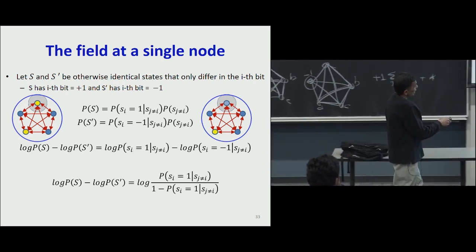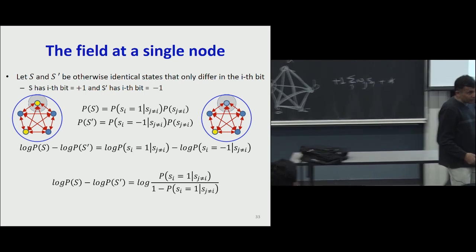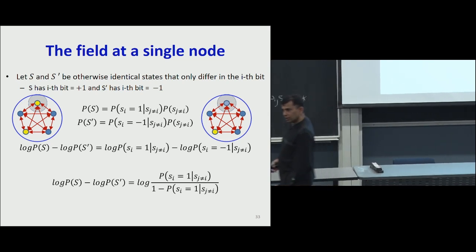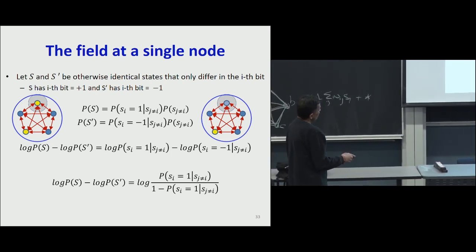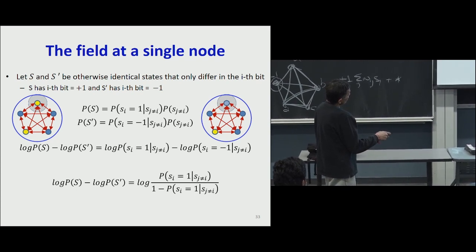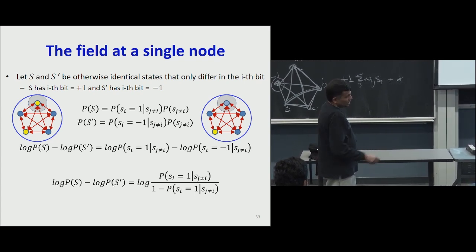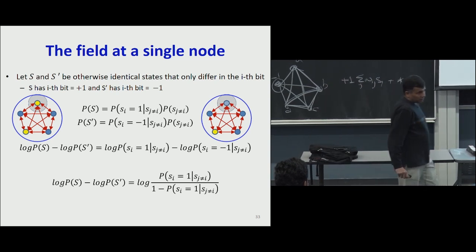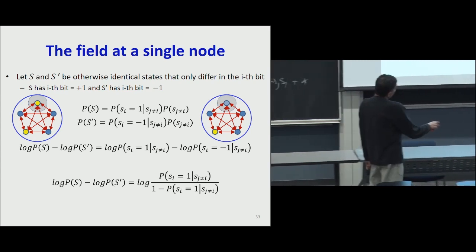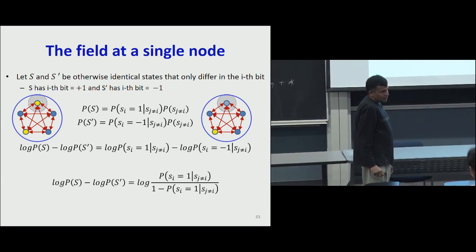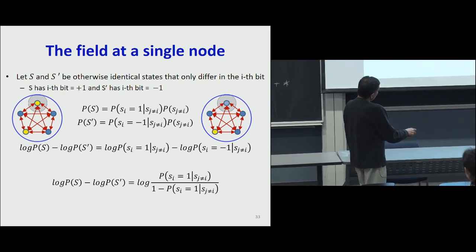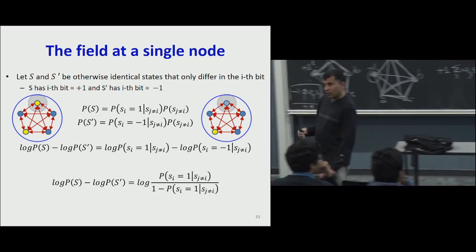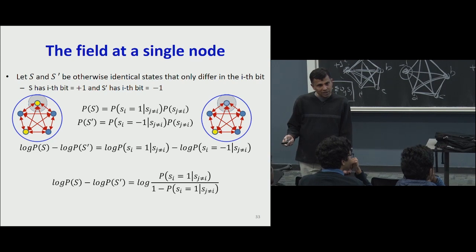If I take the log of these two probabilities and take the difference, this term just goes away because it's common to both, correct? So it simply becomes the log of the probability of s being 1 given the remaining states, minus the log of the probability of s being -1 given the remaining states. And this term, of course, we know is just 1 minus the first term, right? So I can write the whole thing as the log of p of s equals 1 given the remaining states, divided by 1 minus p of s equals 1 given the remaining states. Easy.